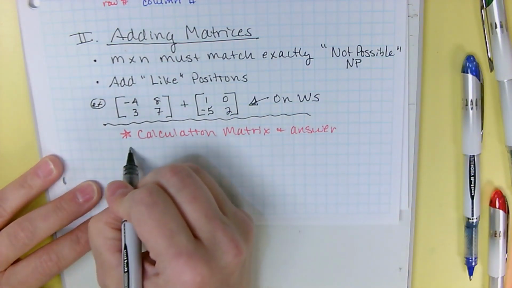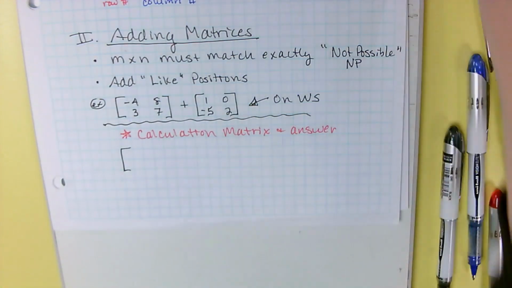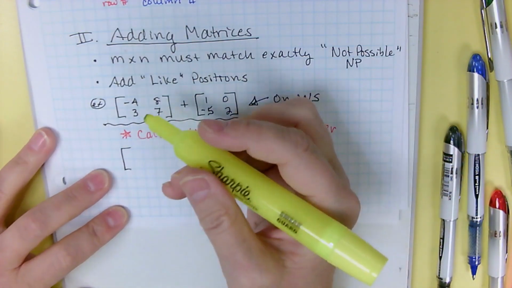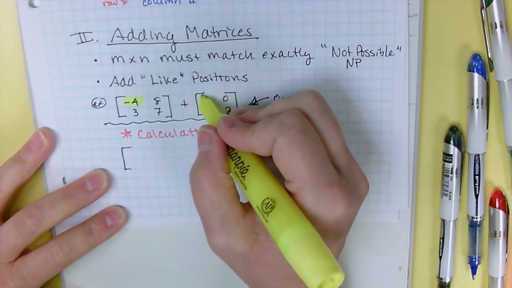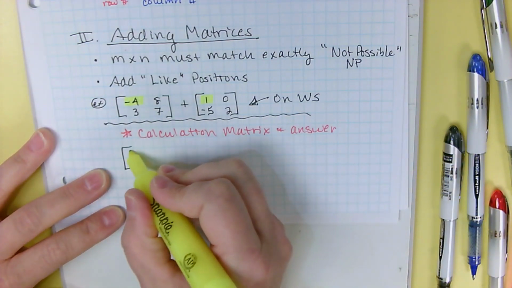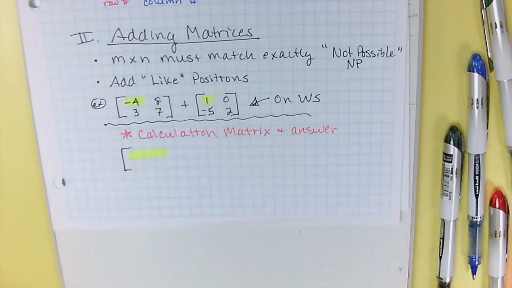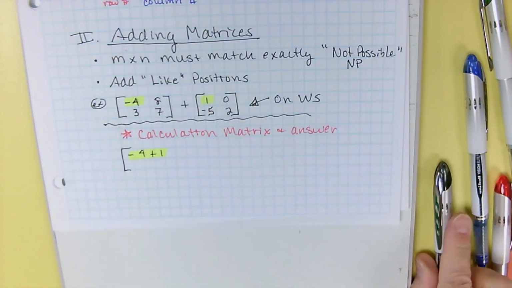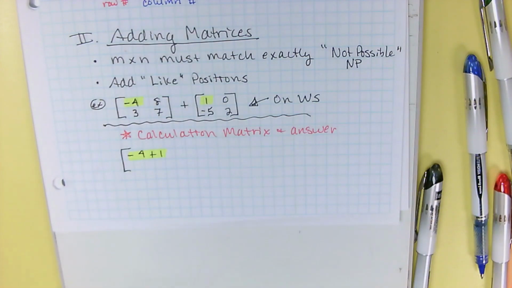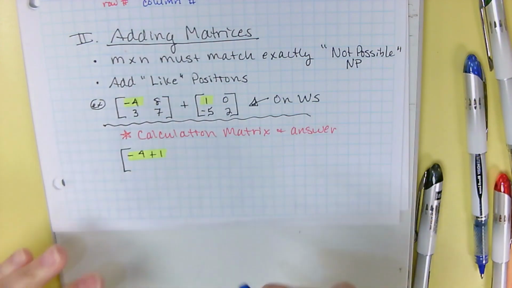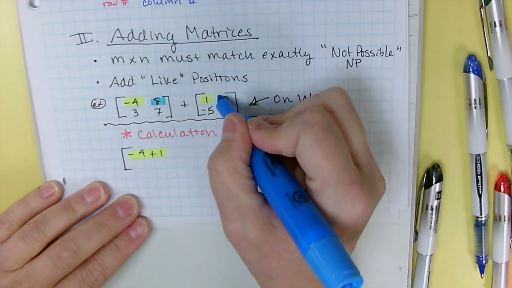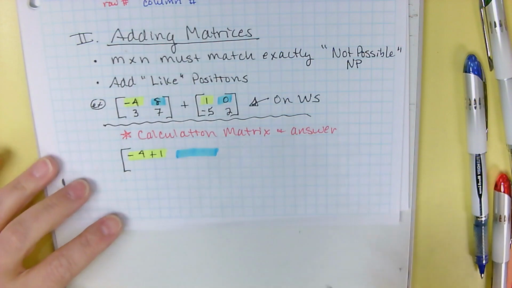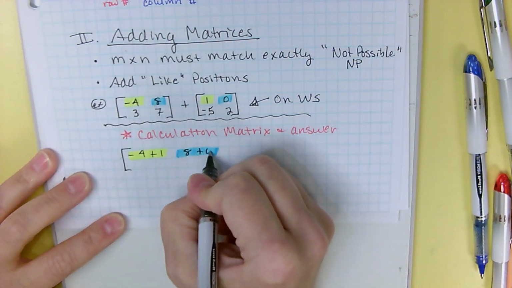Okay, so the calculation matrix lines things up. This is where I'm going to use those highlighters. You line up matching positions. So -4 and 1 are going to get added in the same position. So it would be -4 plus 1. Okay, going to the right, you have an 8 and a 0. So you're going to add those up. So 8 plus 0.